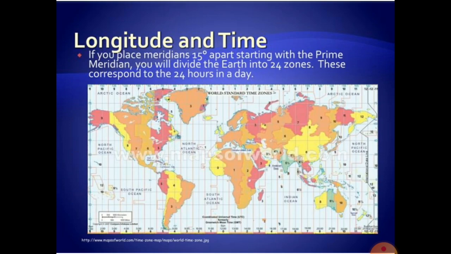Now, how to see the longitude and the time? See, if you place meridians 15 degrees apart starting with the prime meridian, you will divide the earth into exactly 24 zones, and these correspond to the 24 hours in a day. Right, 24 spots indicating the 24 hours in a day.